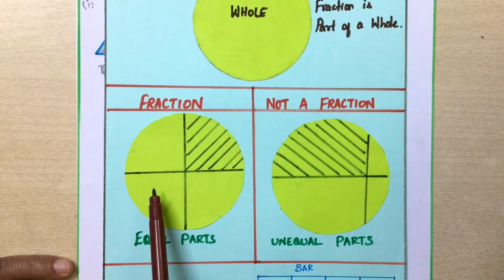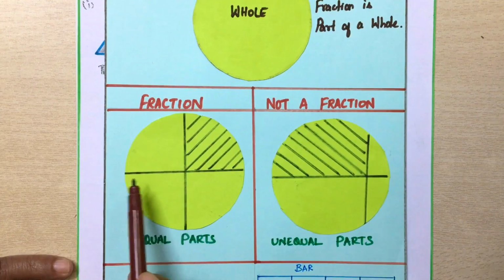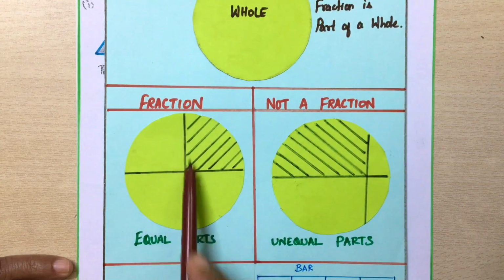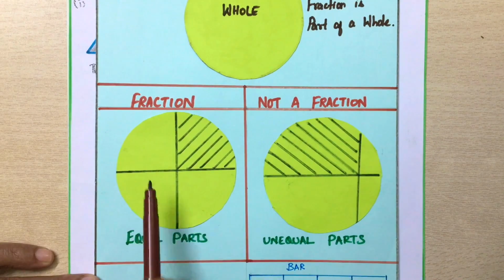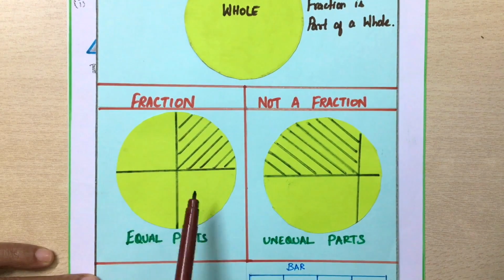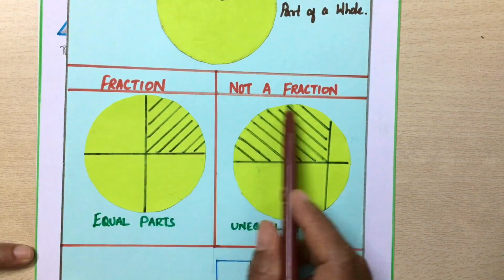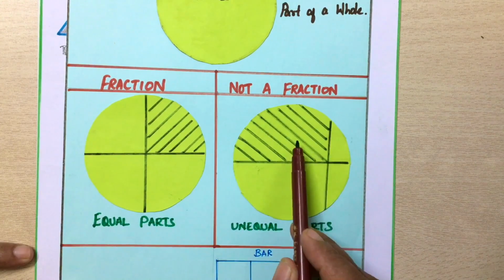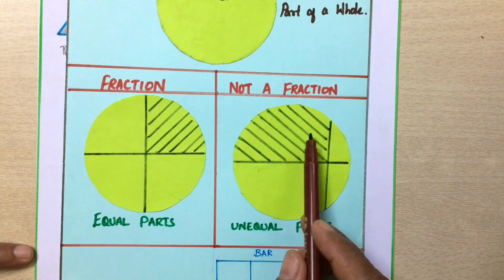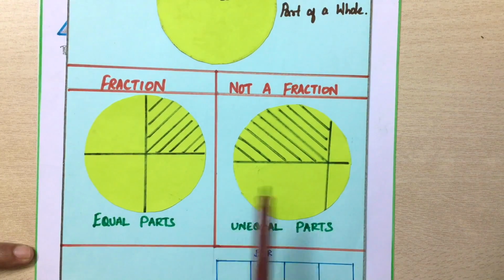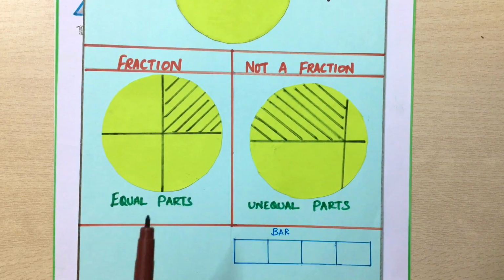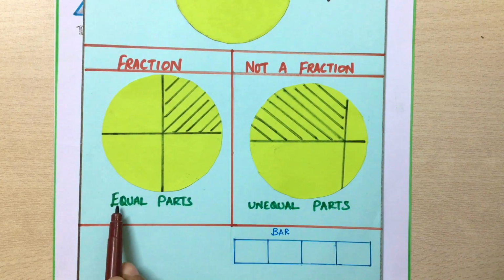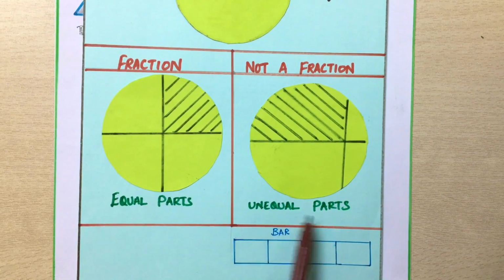The same whole, which I have drawn here, and I have made 4 equal parts. As you can see, 1, 2, 3 and 4. Dividing the parts equally is very important. Look at this one. The same whole, the 4 parts 1, 2, 3, 4, they are not equally divided. Then definitely this is not a fraction. To summarize, fraction should always contain equal parts, whereas unequal parts are not considered as a fraction.